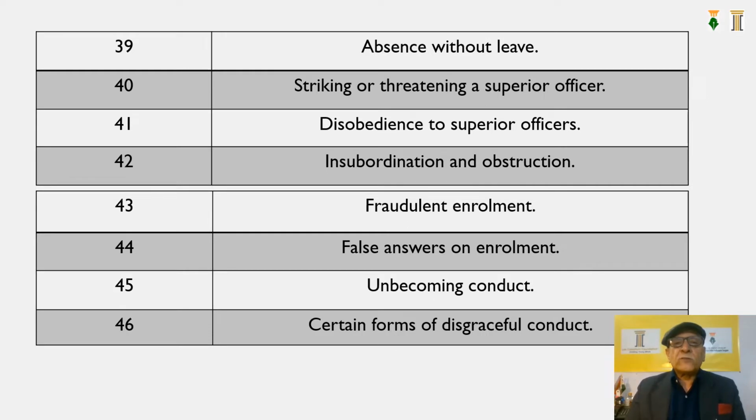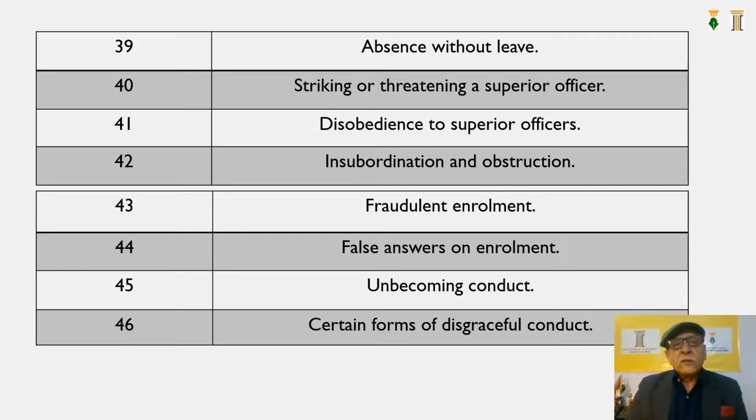39 is absence without leave, 40 is striking or threatening a superior officer, 41 disobedience to superior officer. Now, difference between 40 and 41 is that in 40, a force or threat of force is used in relation to a superior, whereas in 41, the superior's order is disregarded. 42 is insubordination and obstruction.